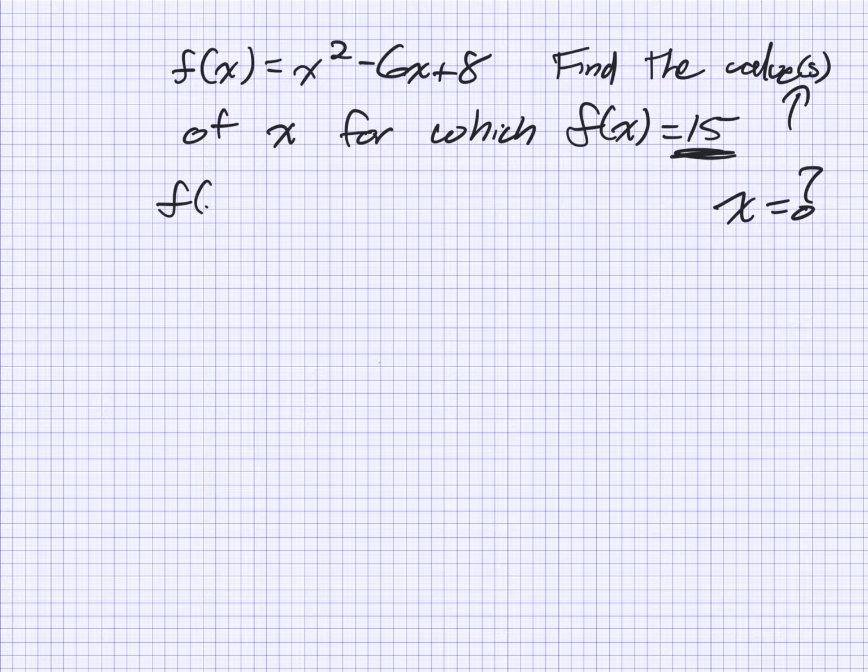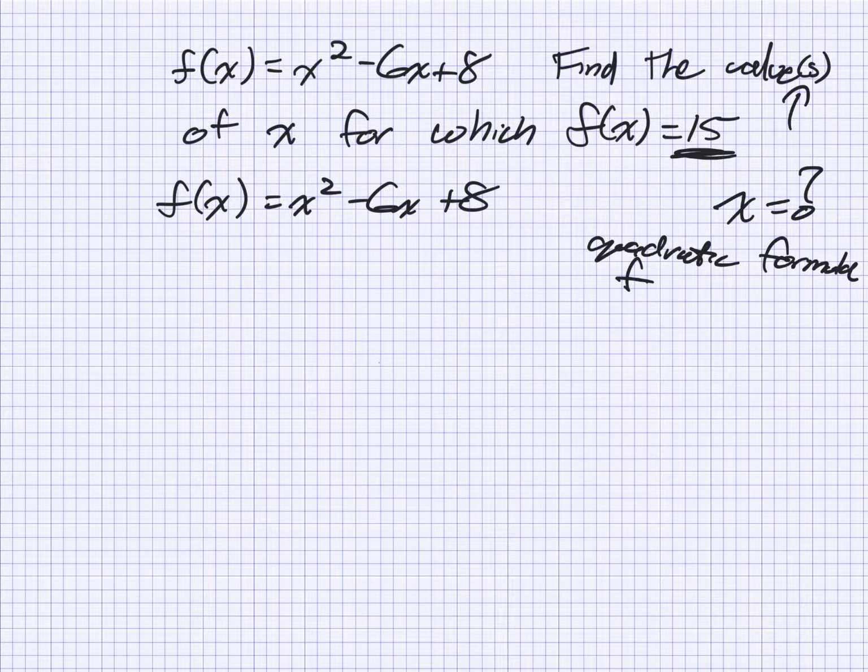I'm going to rewrite it. f at x is equal to x squared minus 6x plus 8. A common way to do this would be to use something called the quadratic formula, but I don't think you've touched on it yet. You could also do some factoring. And factoring essentially takes you from the standard form, and that's what this is. This is the standard form of a quadratic.